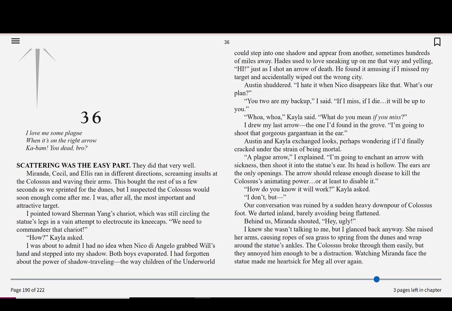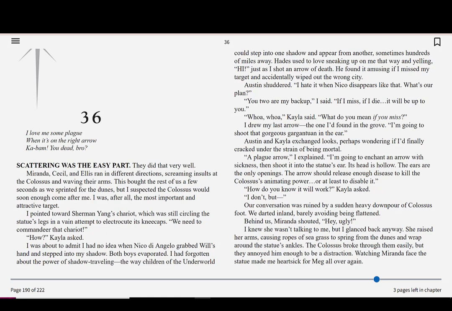Austin shuddered. "I hate it when Nico disappears like that. What's our plan?" "You two are my backup," I said. "If I miss, if I die, it will be up to you." "Whoa, whoa," Kayla said. "What do you mean if you miss?" I drew my last arrow, the one I'd found in the grove. "I'm going to shoot that gorgeous gargantuan in the ear."